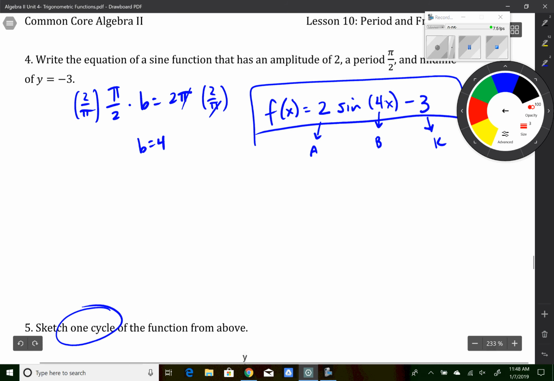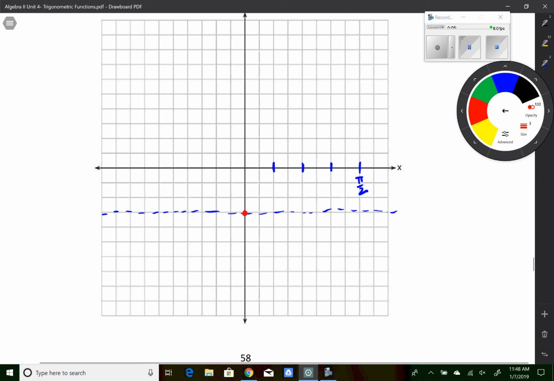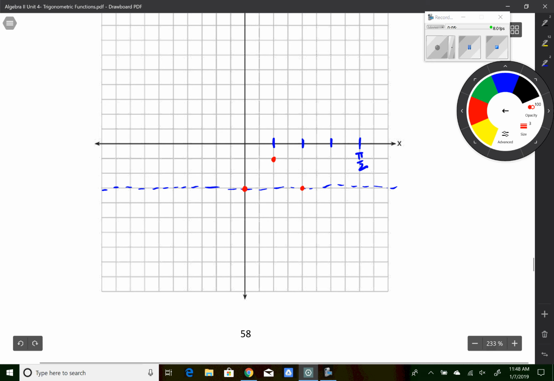And I made it a non-reflection, so amplitude of 2, I'm going to go up 2. So after a quarter turn, I'm going to go up 2. Half turn, sine curves are back at the midline. 3/4 of a turn, I'm going to go down to the minimum value, so I'll go down 2. Remember, I'm oscillating up and down by 2. And then I'm going to go back to the midline to end my cycle.